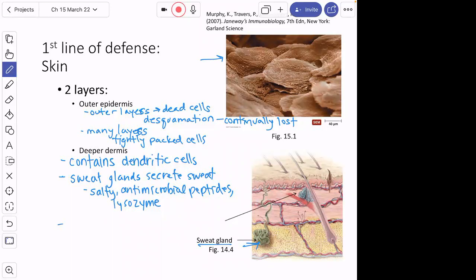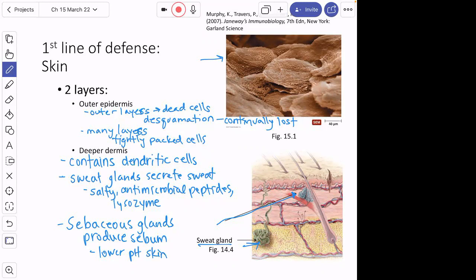And another defense on our skin are the sebaceous glands. Okay, they produce sebum. Here, this arrow is pointing to our sebaceous gland. You can see they're usually associated with hair follicles. So they secrete sebum, which is going to lower the pH of the skin. So not only can it be a salty place because of sweat, but the pH is lower because of sebum.